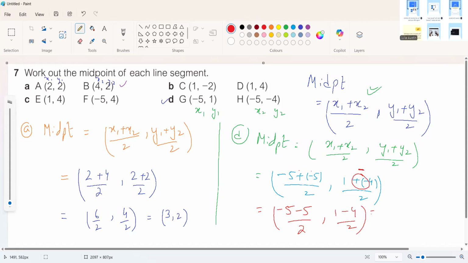So this becomes negative 10 by 2 and negative 3 by 2. But if you simplify them, this will become minus 5 and minus 1.5. So this is your midpoint. You can try all these questions by yourself. But this is how we take midpoints.